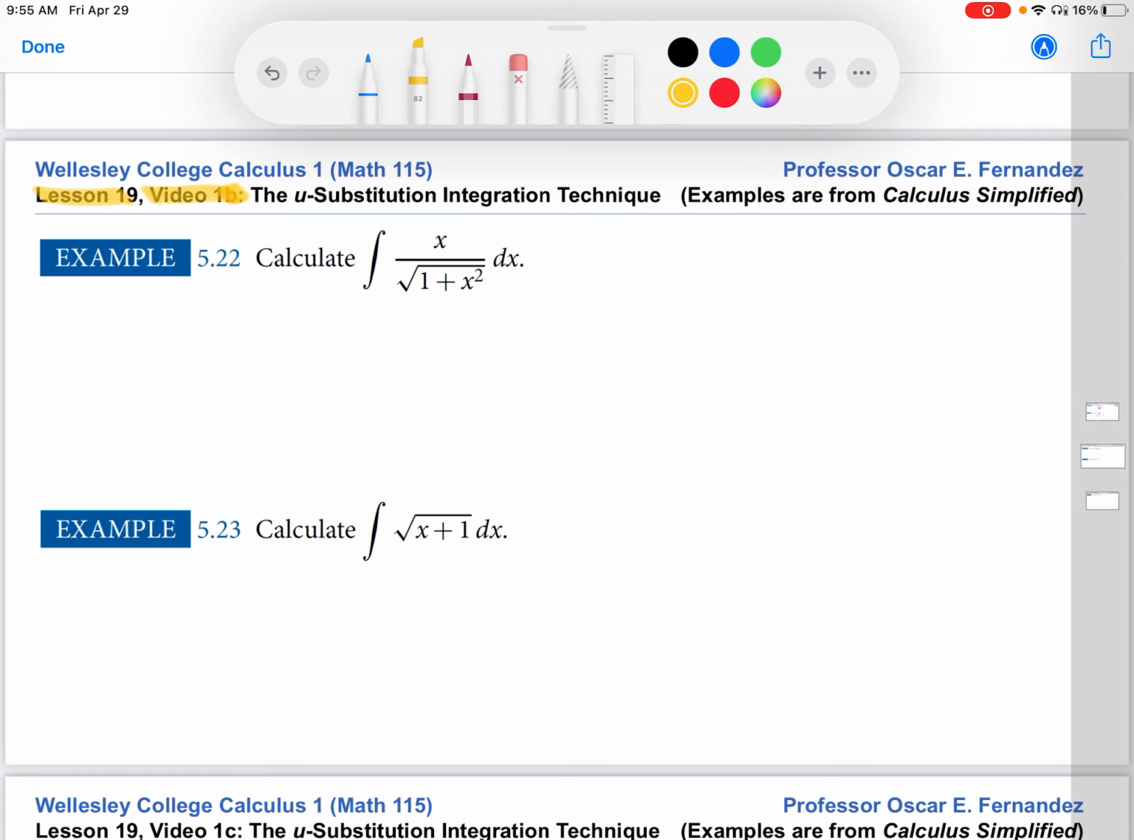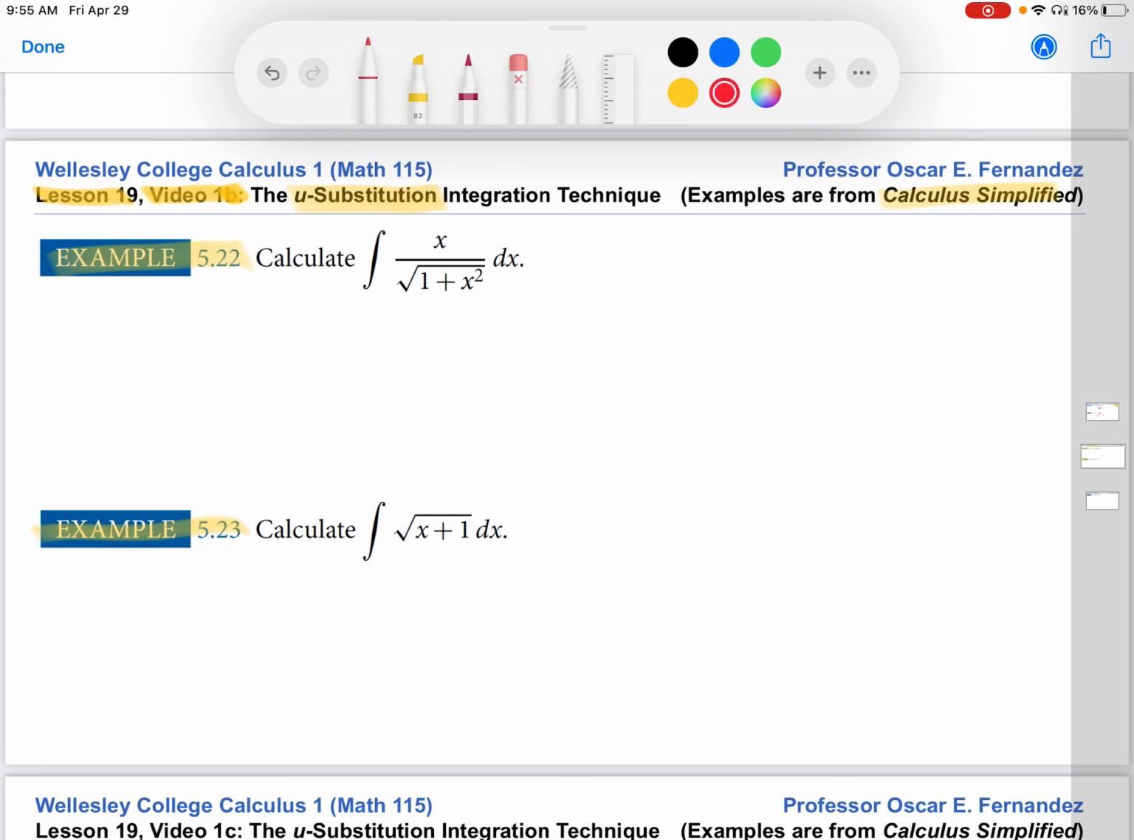The B here refers to the fact that this is a continuation of the previous video, 19.1A, on the same topic. So we're talking here about u-substitution as an integration technique. And in this video, we'll work through two examples here from Calculus Simplified.